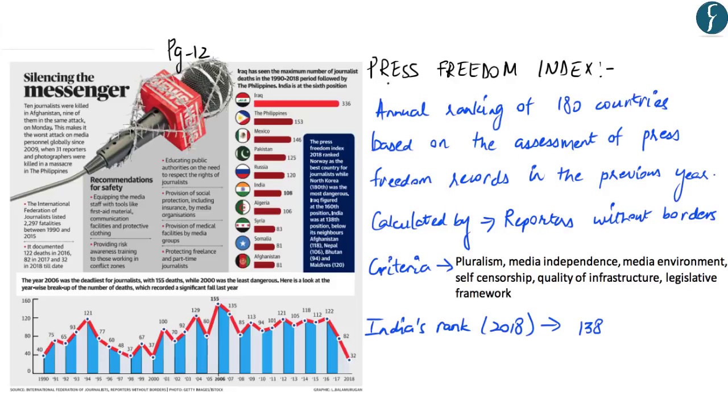So since previously questions have been asked on indexes in the prelims exam, questions may be asked on the Press Freedom Index as well, which is an annual ranking of 180 countries based on the assessment of press freedom records in the previous year. This index is calculated by Reporters Without Borders on the basis of these following criteria, and in 2018 India's rank on this index is 138. With this, we will move on to the next article.